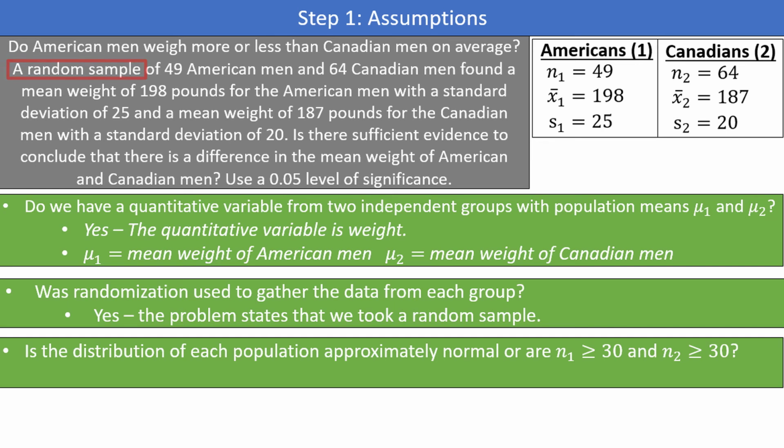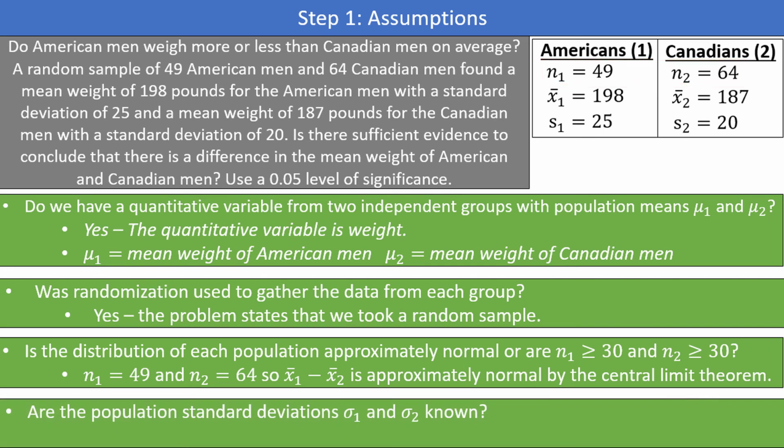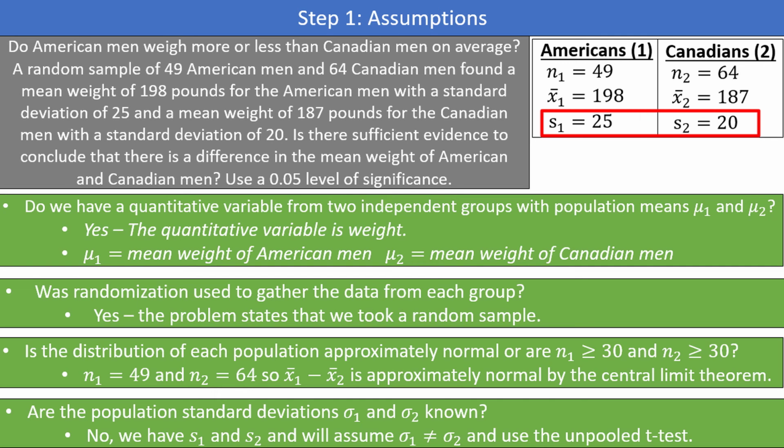Is the distribution of each population approximately normal, or are each of these sample sizes at least 30? The sample size is above 30 for both samples, so the central limit theorem applies, and the difference in sample means will follow an approximately normal distribution. Are the population standard deviations known? No, we only have the sample standard deviations. We will assume that the population standard deviations are not equal and move forward with the unpooled t-test.